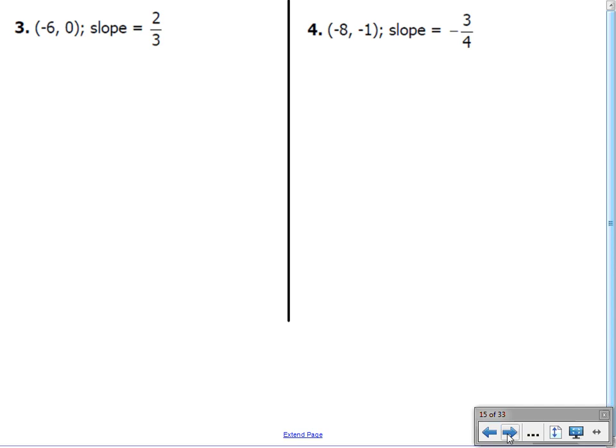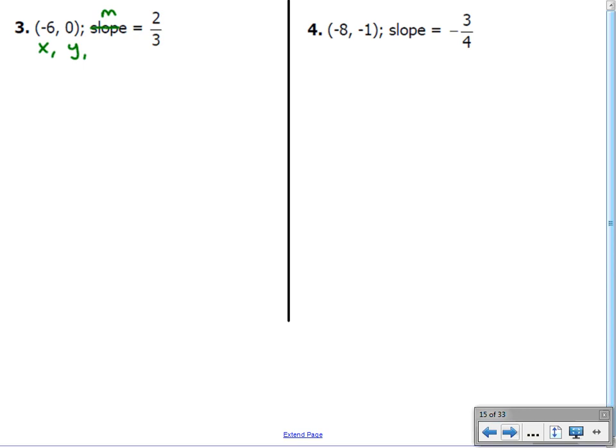Now, the big thing that can really mess you up when you're doing this is you have to be really careful with the negatives. So if you're one of those people that loses track of negatives really easily, you're going to really have to pay attention here.